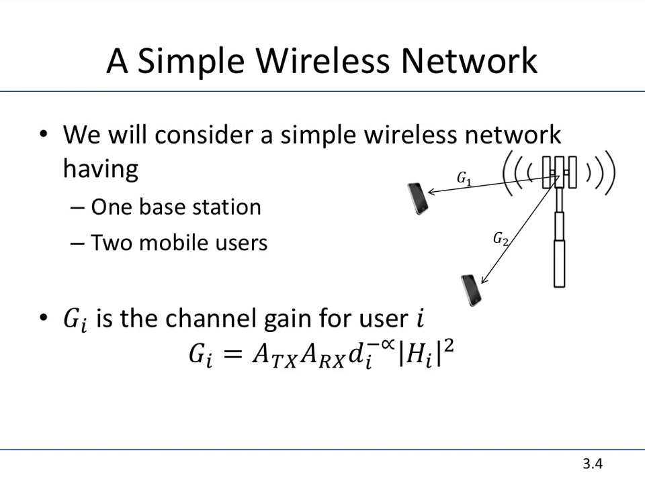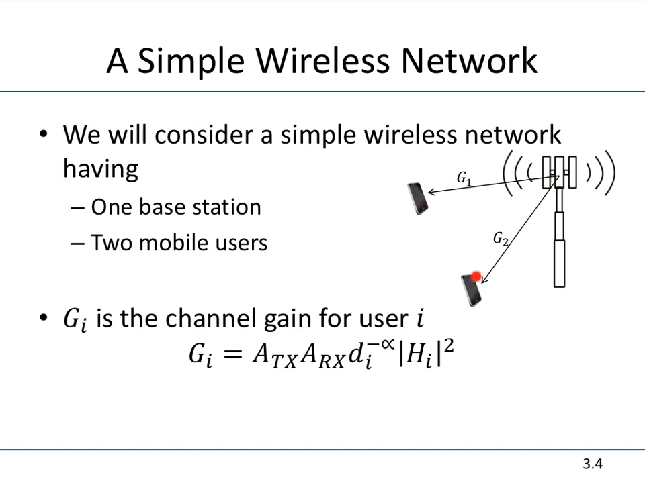So let's consider one simple example, and from here we will have to talk about a little bit of math. We will consider a simple wireless network having one base station and two mobile users. This is a very, very simple scenario, and we can show that from the radio resource management point of view, this scenario is complicated enough. This simple scenario will allow you to understand the trade-offs that we're talking about.